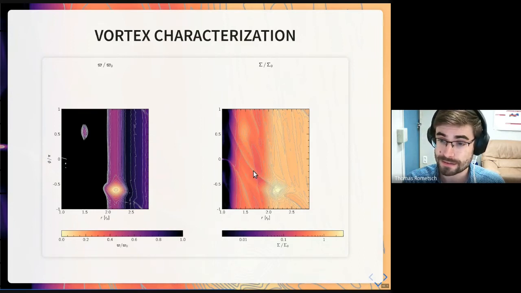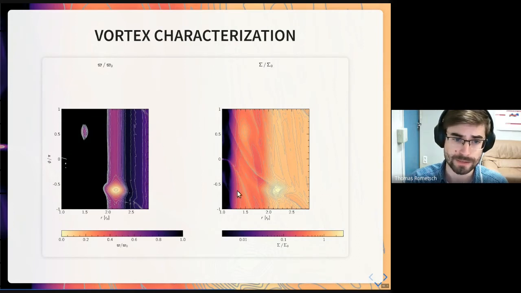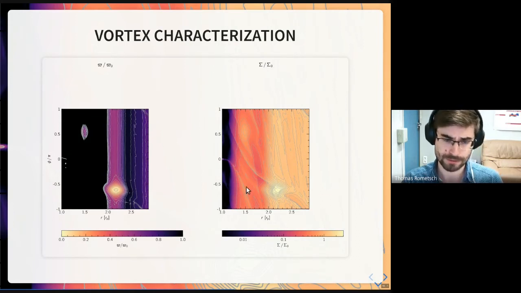And we can see here, this vortex actually launches spiral arms by itself. That's quite typical. That's just because of the density waves launched by this perturbation. So planets and vortices launch spiral arms here.